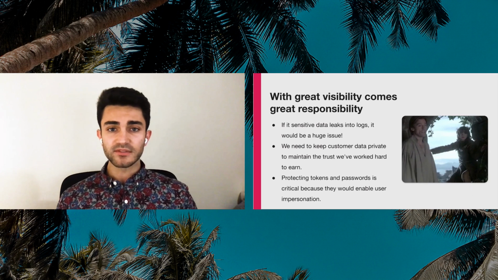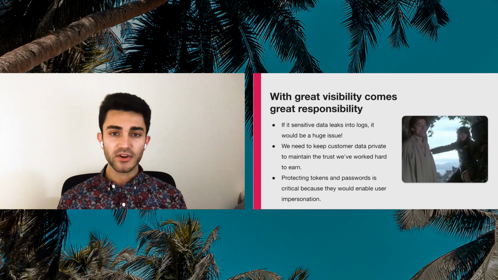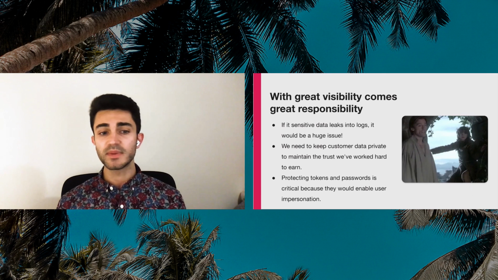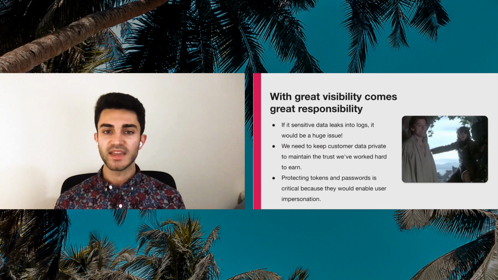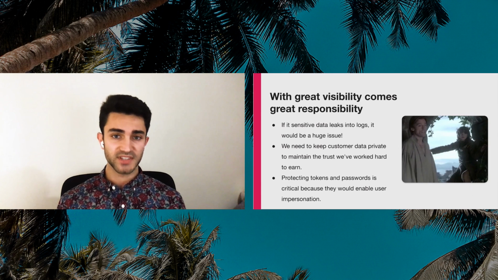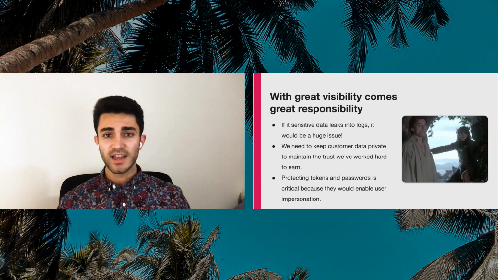So with great observability comes great responsibility. When we're logging lots of information, we need to be very careful about what we log, because if sensitive data were to leak into logs, it would be a huge issue. We need to keep our customer data private to maintain the trust that we've worked so hard to earn. And it goes without saying, but protecting tokens and passwords is especially critical because they would enable user impersonation and allow access to all of the other sensitive data.